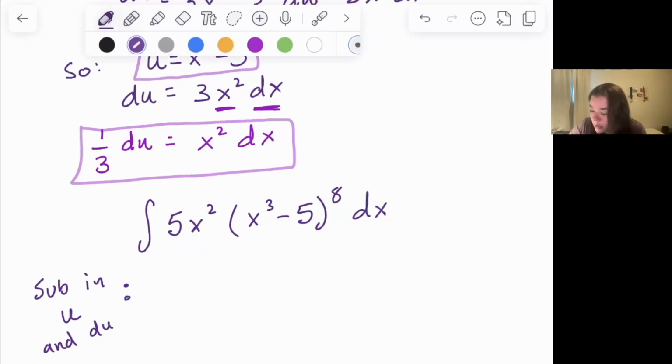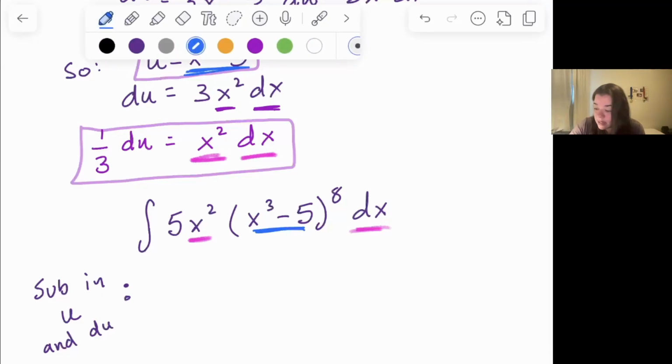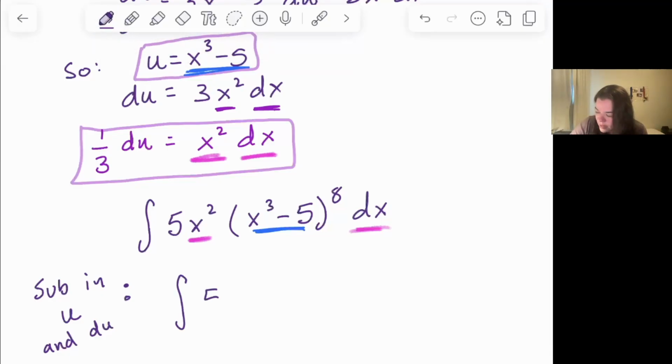So pay attention here. In blue, I'm going to underline x cubed minus 5. My u is going to replace it. And then look at what is boxed below. 1/3 du, right here. 1/3 du is going to replace x squared dx. The 5 there in the integrand is just going to hang out. So let's do that substitution. The 5 hangs out. The x squared dx that I have underlined in pink is going to get replaced by 1/3 du. And then the x cubed minus 5 will get replaced by u to the 8th.